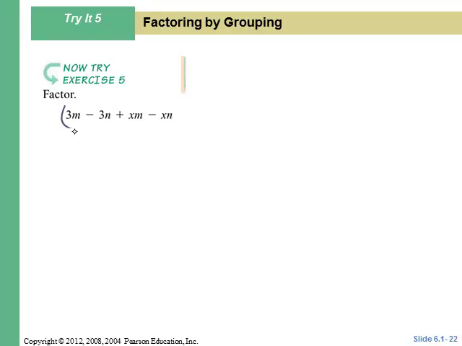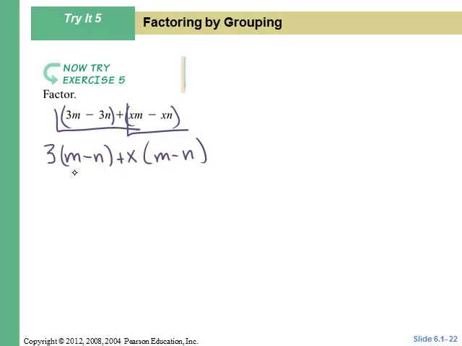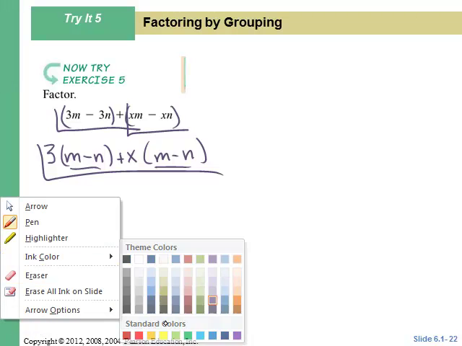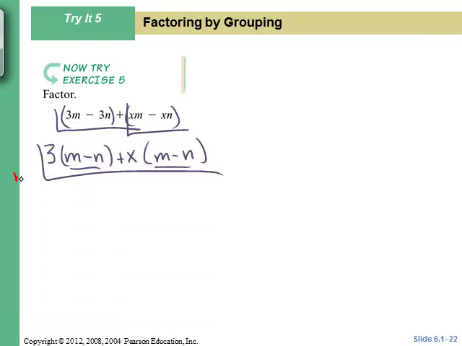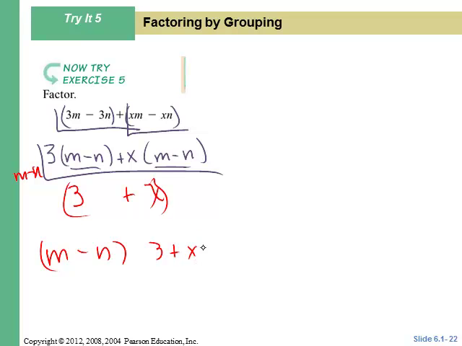This one, I'm going to group them this way. In the first case, I factor a 3 out, and I'm left with m minus n. Factor an x out, and I'm left with m minus n. Notice these two are the same in both of them, so I'm going to rewrite that as m minus n out front, and I'm left with 3 plus x. So my factored form is m minus n, 3 plus x.